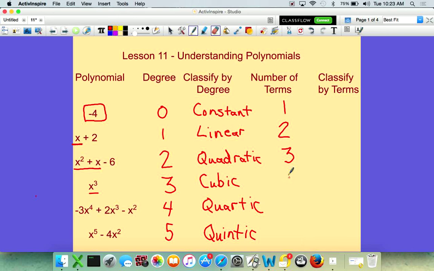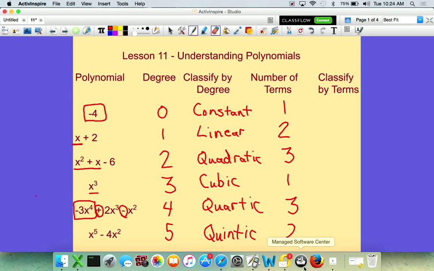Our next one is 1. Our next one here, we have a -3 and an x to the 4th. This is all one term. Those things are being multiplied together. So that's one term. They're separated by the plus and the minus sign. So 1, 2, 3 terms there. And then our bottom one, we have 2 terms.